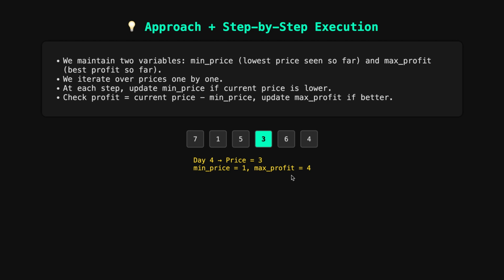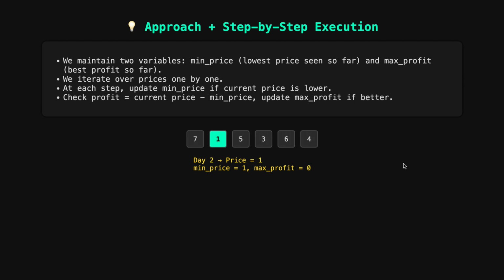At each step while traversing this array, if the current day's price is lower than our minimum price, we will simply update the min price and buy on this day. Otherwise, if the current price is greater than the min price, we will compute the profit by selling at today's price, which is current price minus min price. And if this profit is better than the maximum profit that we have seen so far, we will update the max profit value, and then move to the next element. This way, by the time we finish the array, max profit will contain the best possible answer.